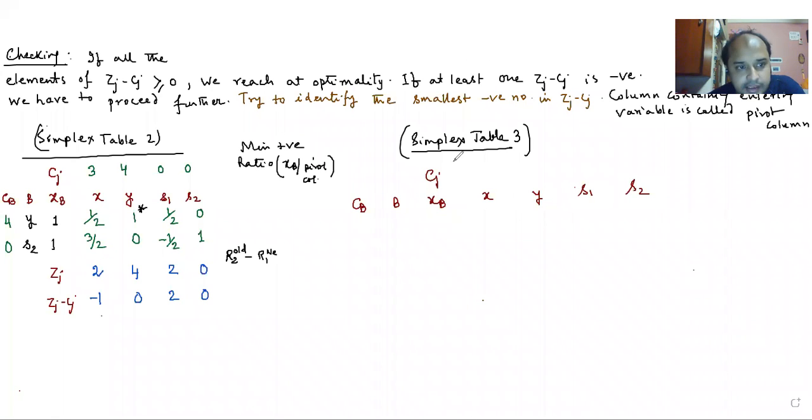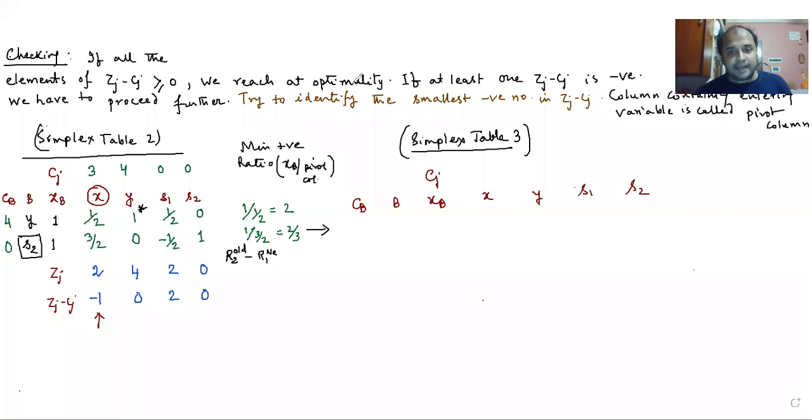Okay, and you see that this is the most negative number, because the only negative number present over here is minus 1. So this is your entering variable, and if I calculate XB by pivot column, that is 1 by half, which is 2, and 1 by 3 by 2, which is 2 by 3. So 2 by 3 is obviously lesser than 2. So that is your departing variable. So now S2 is your departing variable.